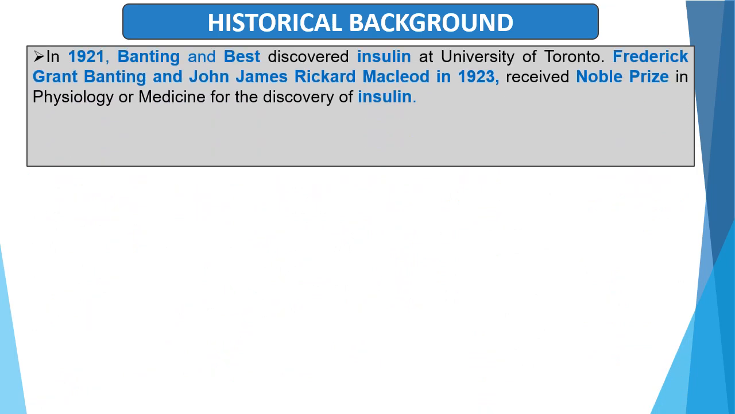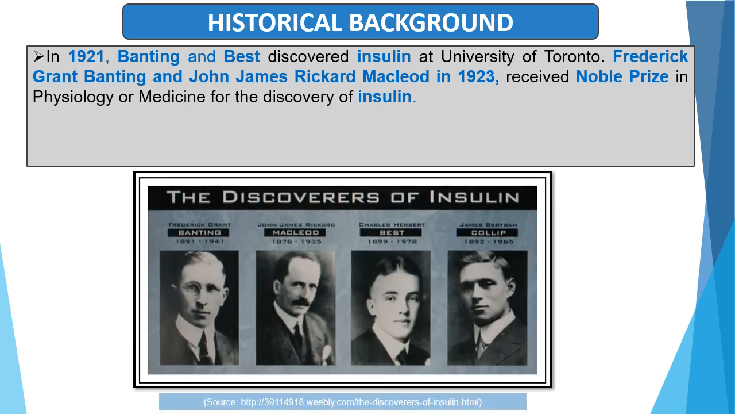Again, in the year 1921, Banting and Best discovered insulin at the University of Toronto. Frederick Grant Banting and John James Rickard Macleod in 1923 received the Nobel Prize in Physiology or Medicine for the discovery of insulin. Banting approached Macleod to conduct studies on insulin, and Macleod finally accepted his proposal. Best was a medical student and he helped Banting in the discovery of insulin. Collip, who joined the team, developed a method that helped in the extraction of purified insulin in large quantity. Banting, Best and Collip were also granted patent rights for the production of insulin.